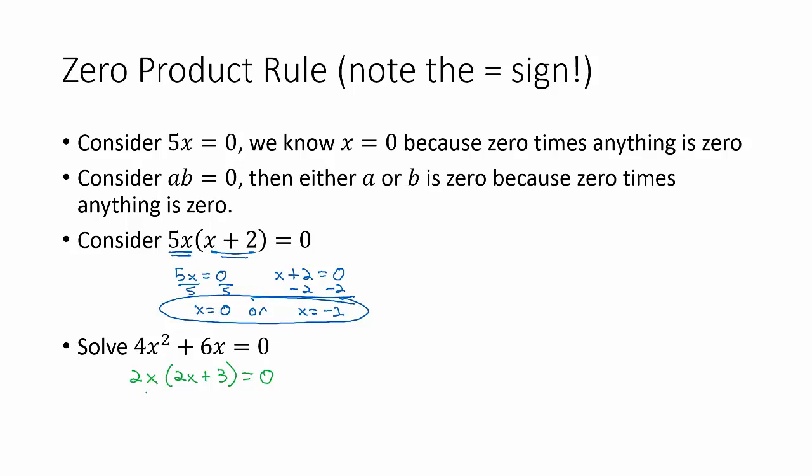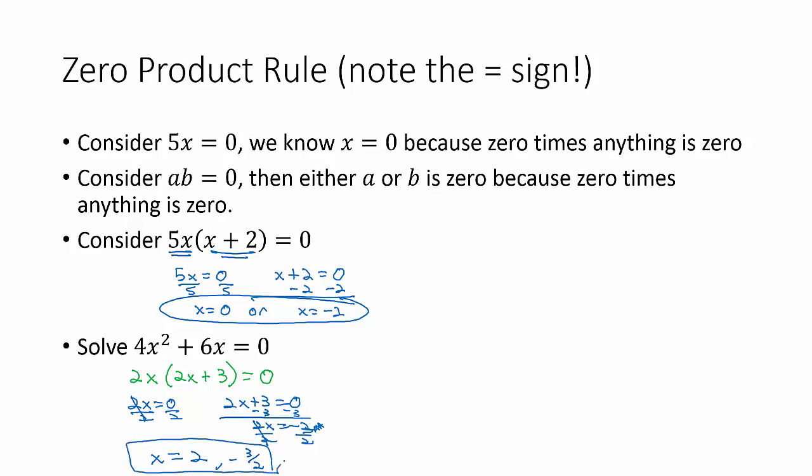Now that it's factored, we can set each factor equal to 0. Either 2x equals 0 or the 2x plus 3 factor equals 0. The first equation we solve by dividing by 2, so x is equal to 0. The second equation is a two-step equation. We subtract 3. 2x equals negative 3. And divide by 2. I'm running out of space, but the other option for x is negative 3 halves. Sorry, that's kind of hard to read there. Negative 3 halves. So the two possible answers for this equation are 0 and negative 3 halves.